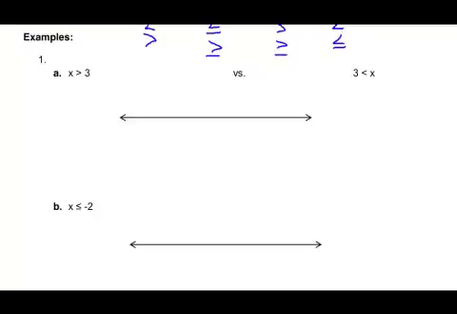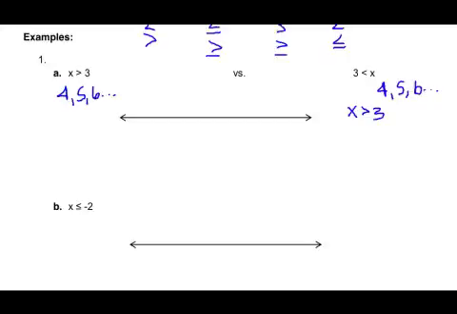So the first example, we are looking at the difference between x is greater than 3 versus 3 is less than x. If we think of numbers that we can plug in that are greater than 3, that would be the numbers 4, 5, 6, and so on and so forth. Now if we look at 3 is less than some number, again, we're going to have 4, 5, 6, and so on and so forth, because 3 is less than all those numbers. So another way of writing this second inequality is x is greater than 3. We can switch the order, but if we do that, we have to flip the sign as well.